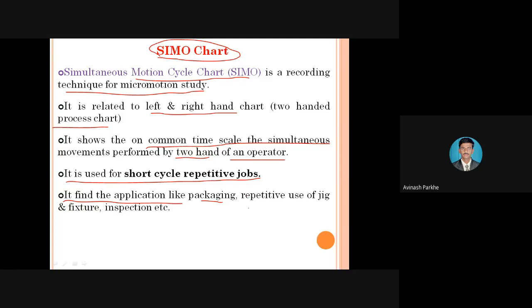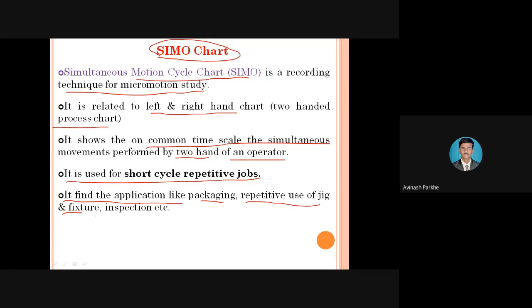Then the second application is the repetitive use of jigs and fixtures. In industry or in any type of machines, we are using jigs and fixtures. Many times we have to use that particular jig and fixture again and again. If one operation is performed, again I have to use that same jig and fixture for the further operation. That means repetitive movements take place in using that jig and fixture.